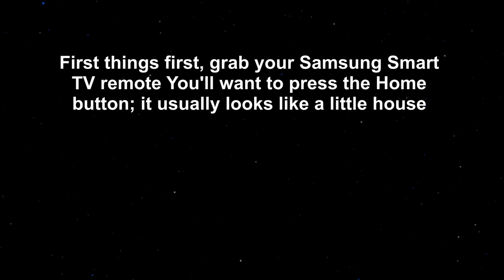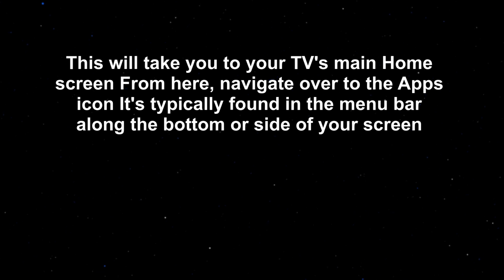It usually looks like a little house. This will take you to your TV's main home screen. From here, navigate over to the apps icon. It's typically found in the menu bar along the bottom or side of your screen.